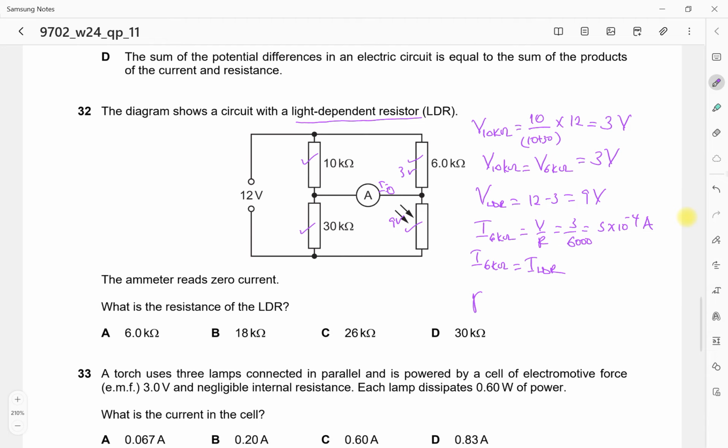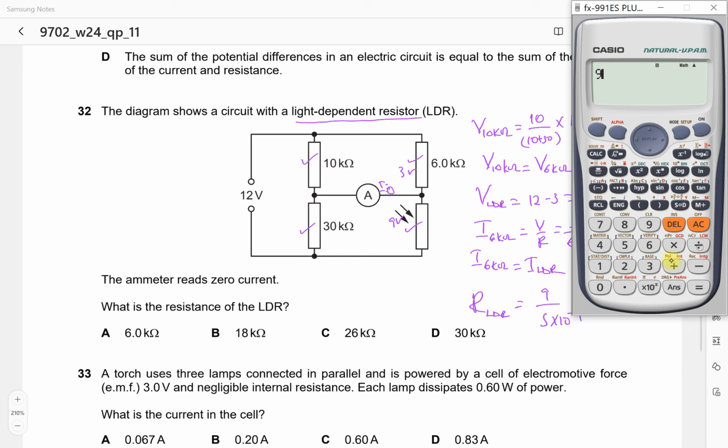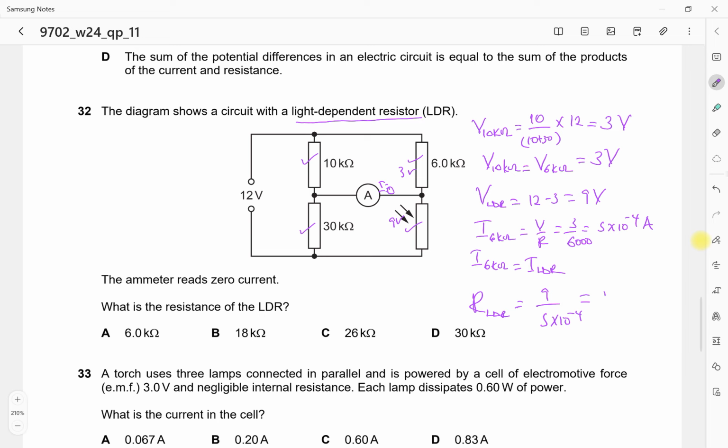The current in the 6 kilo ohm resistor is the same current in the LDR. Therefore, now our resistance of the LDR is going to be V, which is 9 volts, divided by the current, which is 5 times 10 to the power of minus 4. So 9 divided by the answer, that is 18,000 ohms, which is the same as 18 kilo ohms. So this makes the answer to be B.